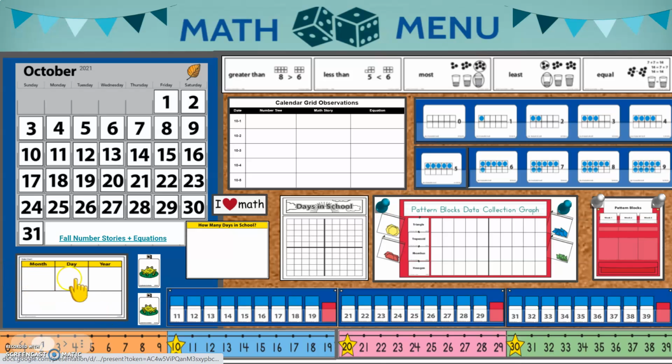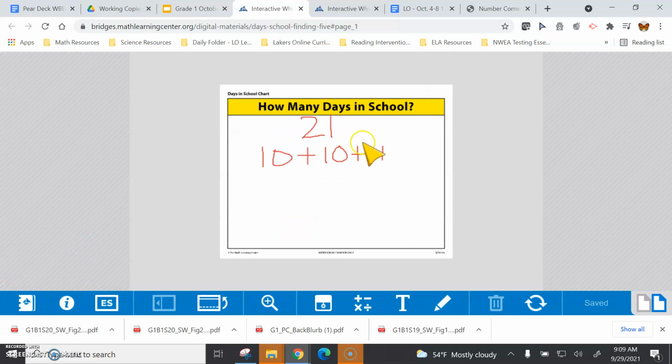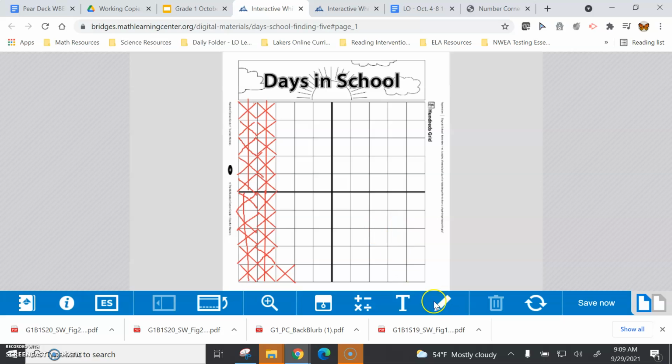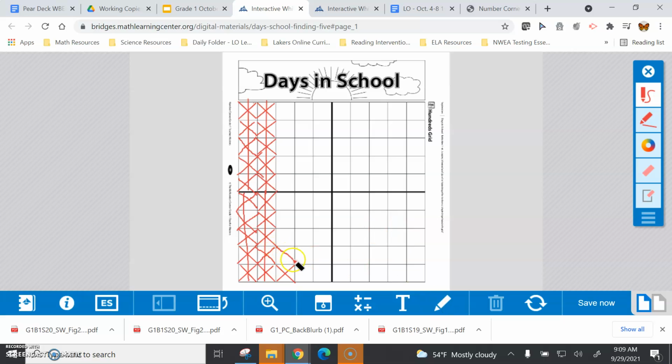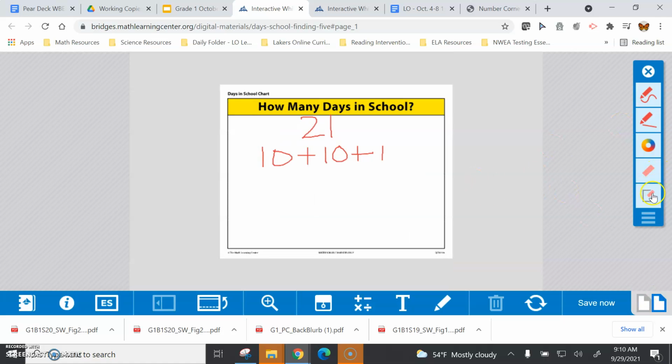The last thing we have to do today is count our days in school. For October 4th, let's find out how long we have been in school. Now we have to add another mark to our days in school, which now makes it 22 days that we have been together. 22 days. I'm going to put the big number 22 here on our days in school.